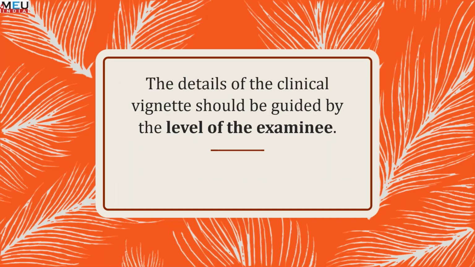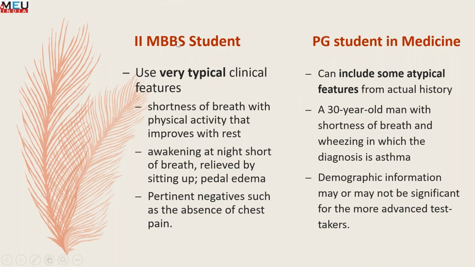Now, one important thing to remember is that the details of the clinical vignette should be guided by the level of the student. One good place to get your scenarios is from real life. So if you encountered a patient with a clinical problem, you can convert that into a scenario. But while doing so, remember the level of the examinee. If it is an MBBS student, an undergraduate student, it's important to use very typical clinical features. In real life, you will have complicated and complex cases. So remove all the complications and keep the case as straightforward as possible.